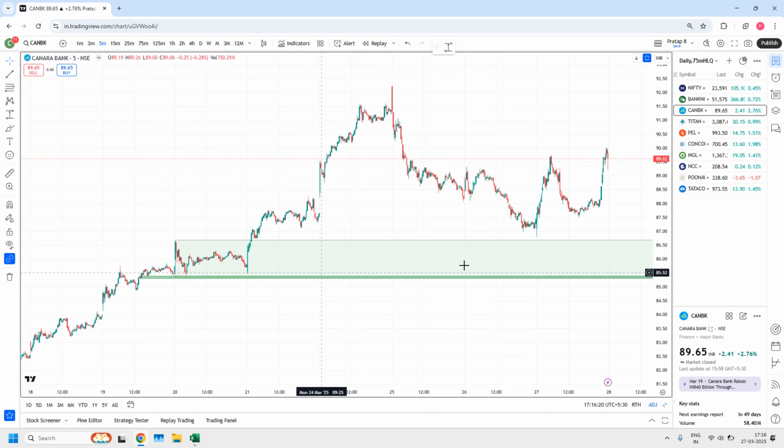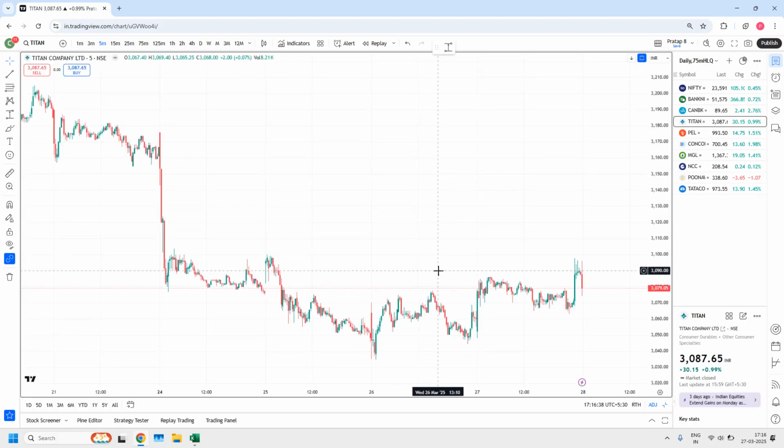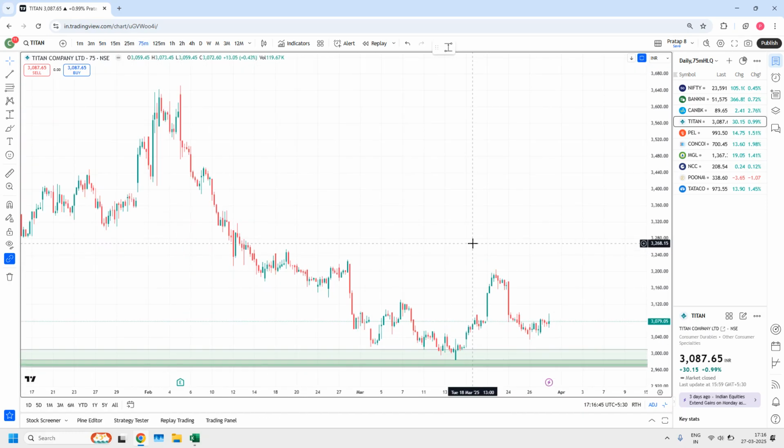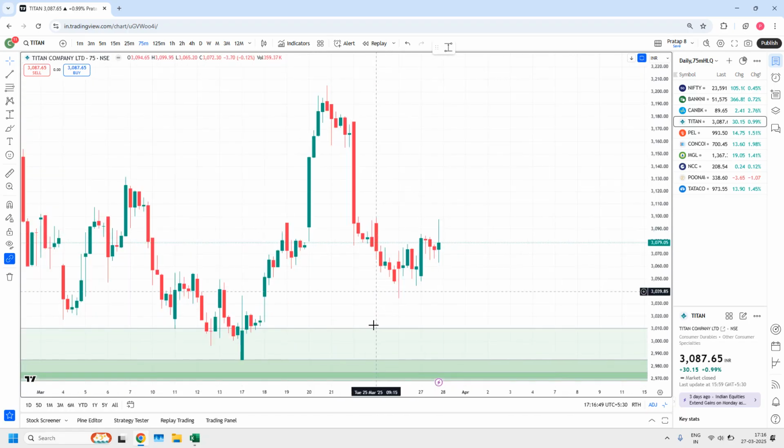Okay, we have a lower time frame zone. Anyway, today prices did not reach here. And next one is Titan. Titan I already explained yesterday, we discussed it, yesterday or the day before yesterday. I have already explained this Titan. It is a 2023 zone and the price did not reach it today.